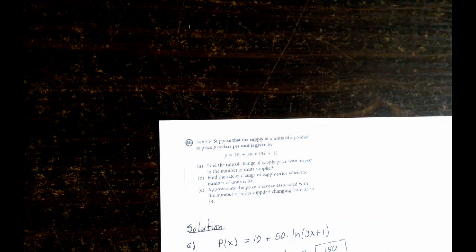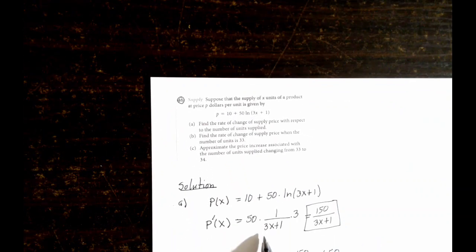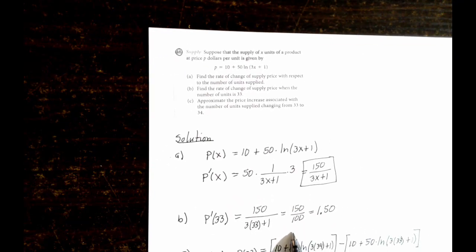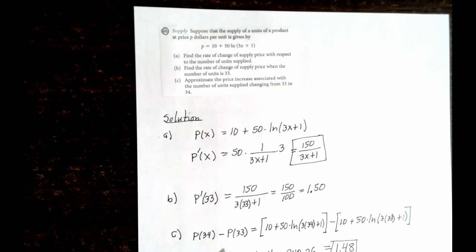Find the rate of change of supply price, so you take the derivative, you get this guy, and they ask you to find the rate of change when the number of units is 33, so you plug in 33 and you get $1.50. Then if you take the actual price change, it's $1.48, which is very close to our answer.